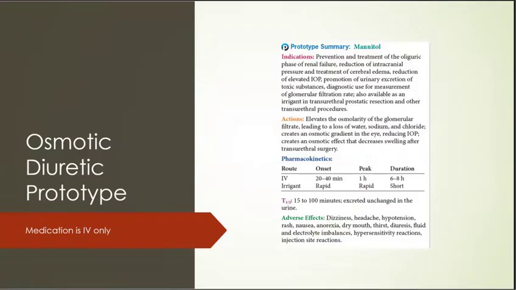Here is our prototype. The route is IV only. It's used for increased intracranial pressure, cerebral edema, also used for acute glaucoma because it reduces intraocular pressure. It pulls the water from the renal tubule by osmosis. Major risks are pulmonary edema, dehydration, hypotension, electrolyte imbalances.